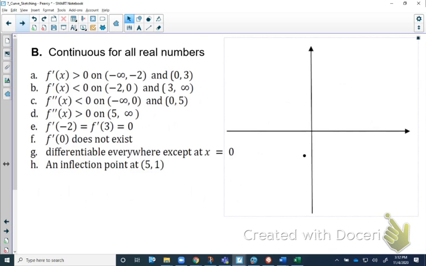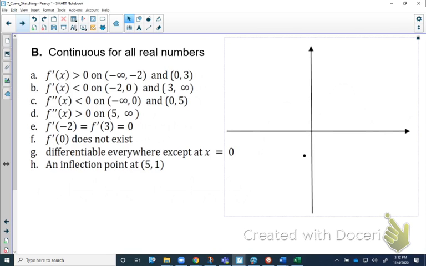All right, so hopefully you've done what I've asked you to do, but let's take a look at what we have. The function has a derivative that's positive on the interval from negative infinity to negative 2, and from 0 to 3. So my function has to be increasing at those points. My derivative is negative from negative 2 to 0 and from 3 to infinity, so the function has to be decreasing on those intervals.